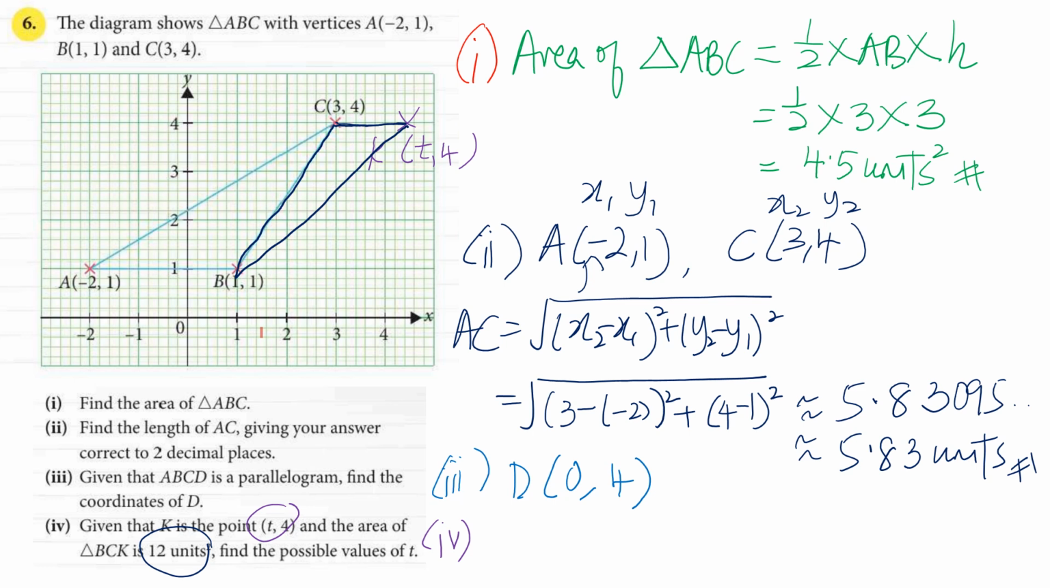Okay, your CK will form the base of the triangle. So the distance of CK will be T minus 3. The distance of CK will be T minus 3. If, okay, wait. There are 2 possible positions of your T. Your T can be here. That's one position, right? But we can look at it the other way around, as you can draw the triangle this way.